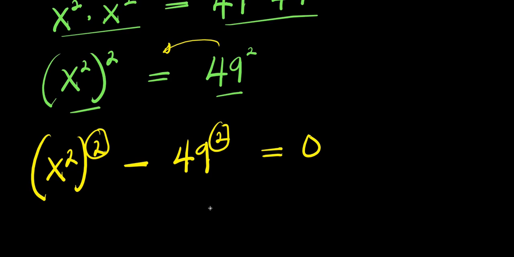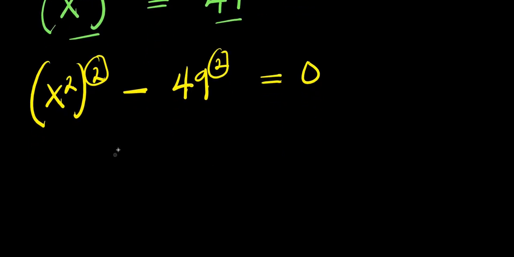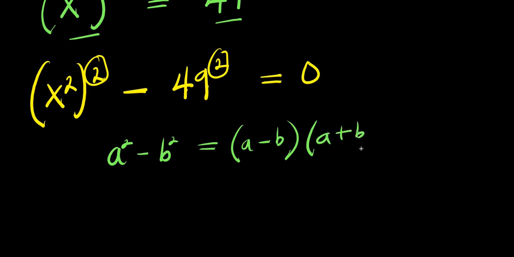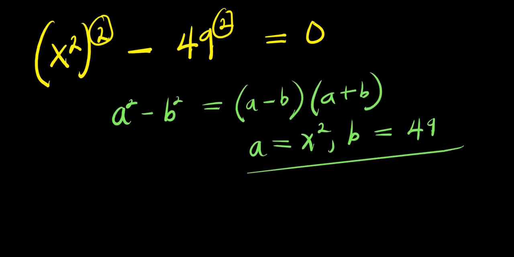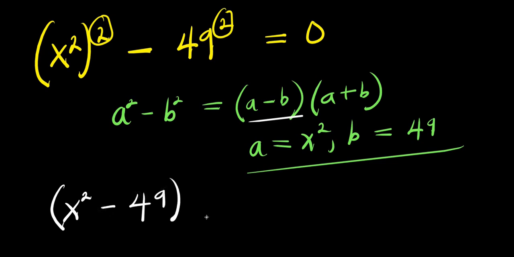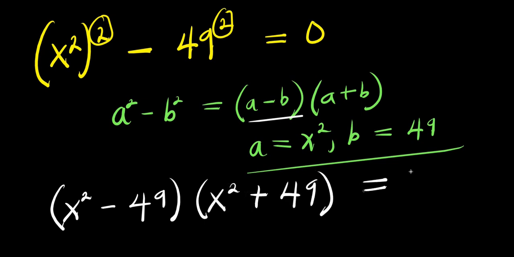I can apply difference of two squares: a squared minus b squared equals a minus b times a plus b. And a is x squared, while b is 49. So for a minus b, we have x squared minus 49 times x squared plus 49 equals 0.